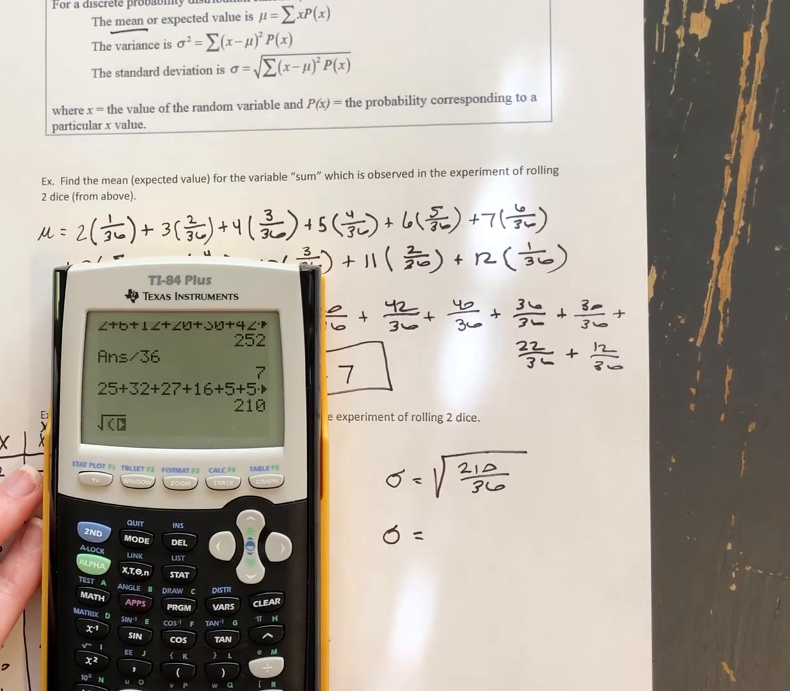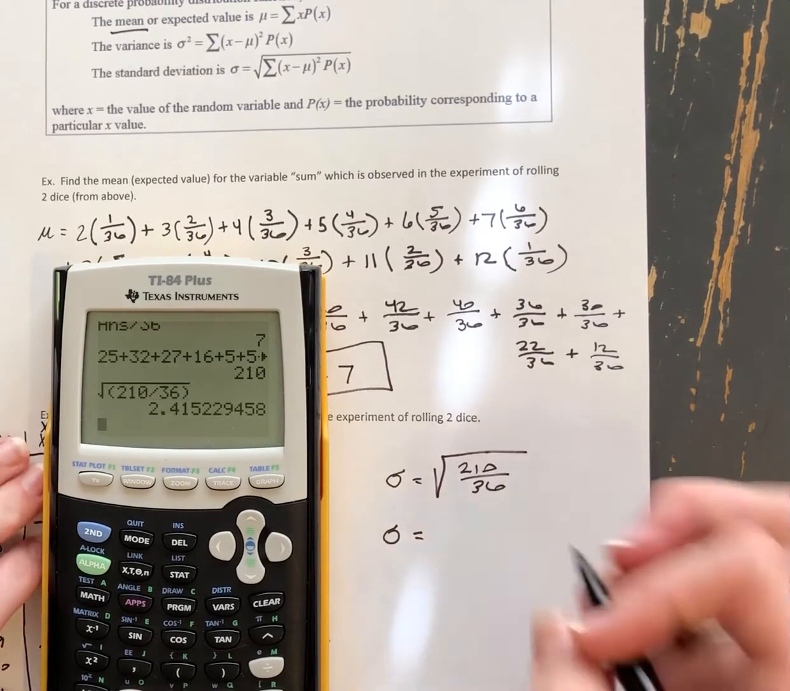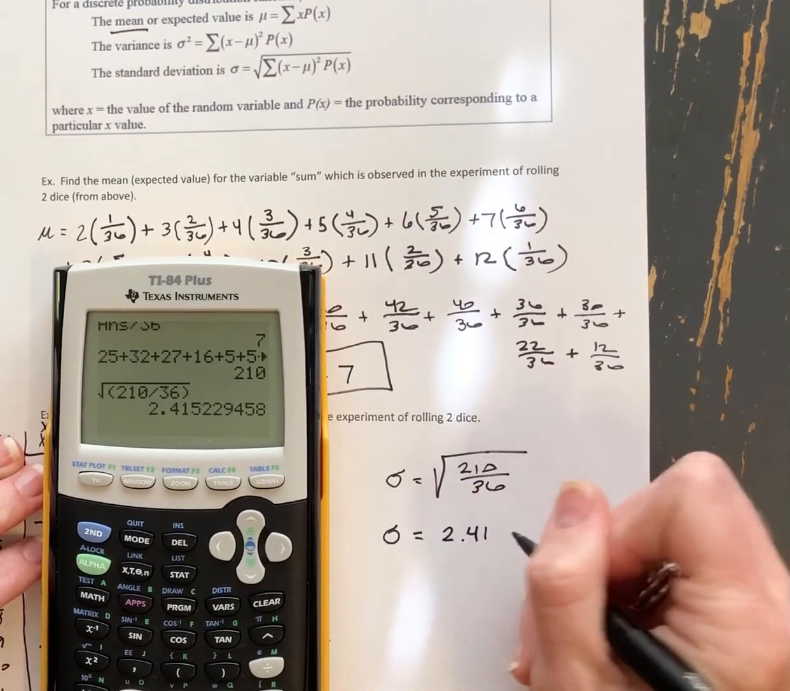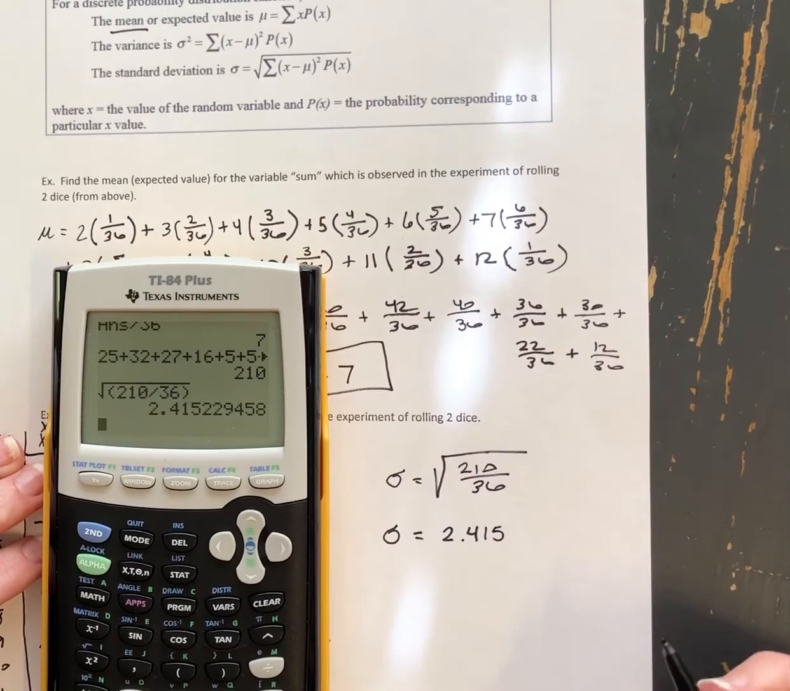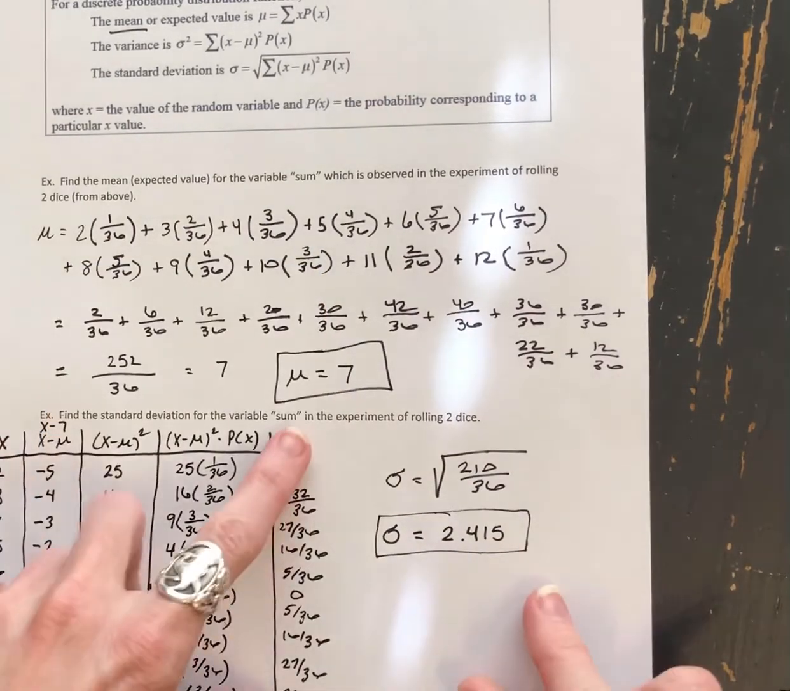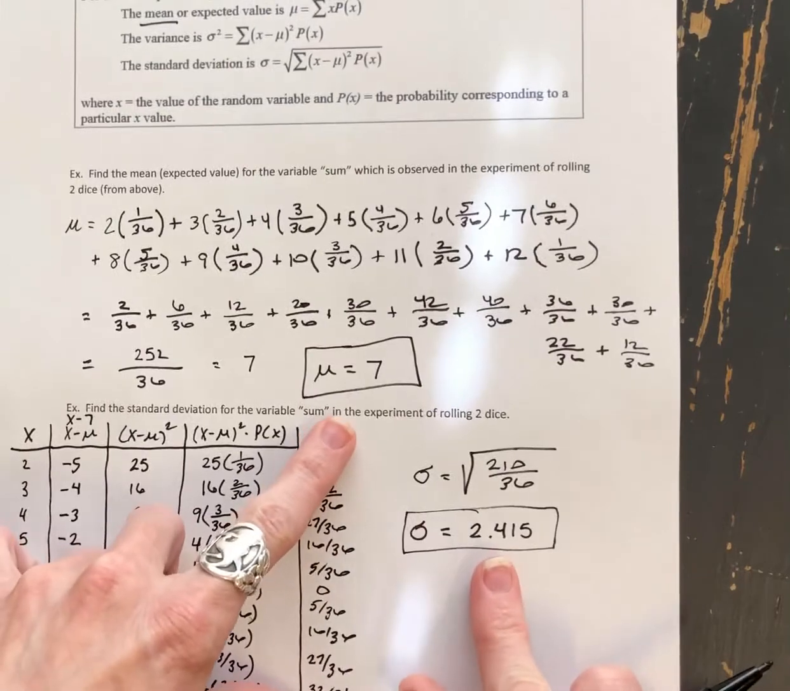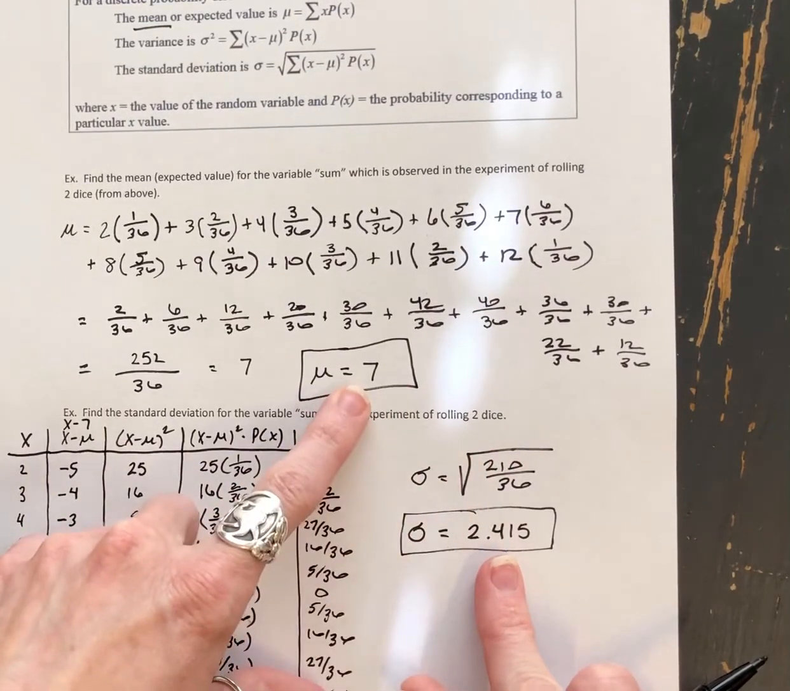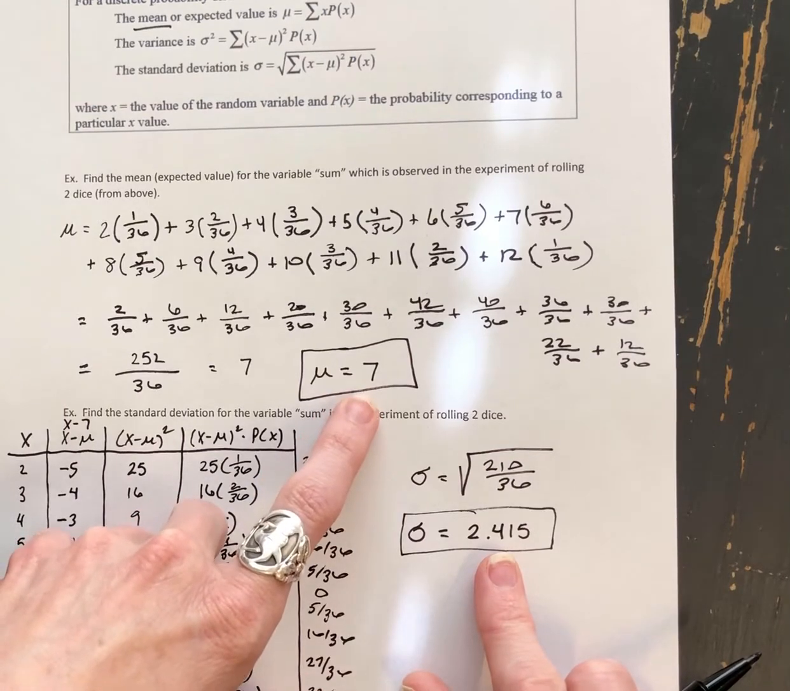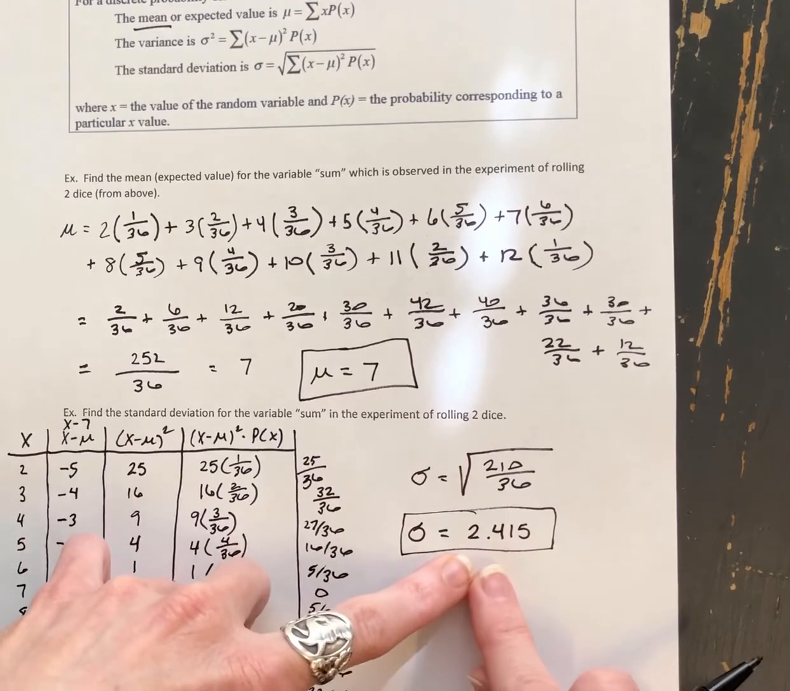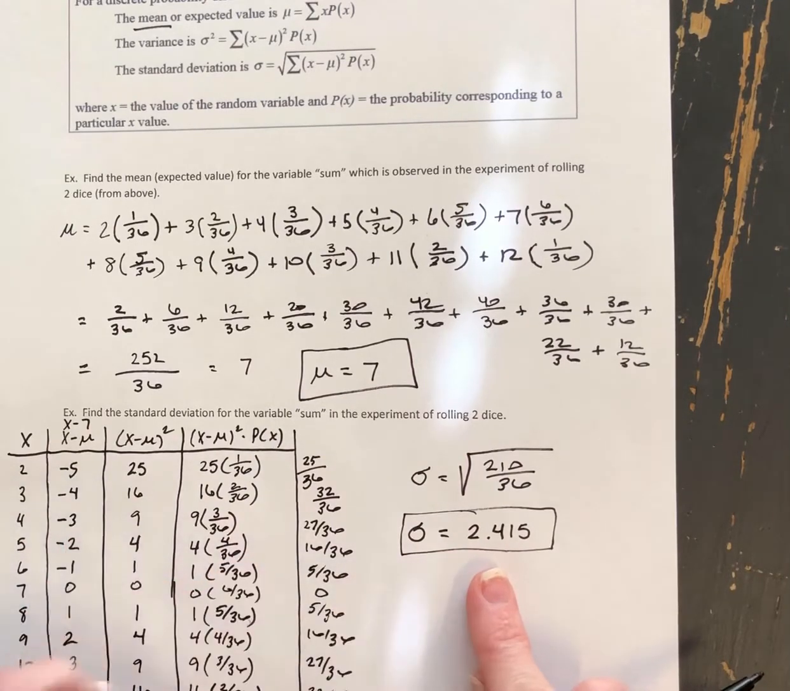So the square root of 210 over 36 gives us 2.415 if we round to 3 decimal places. And so what we're saying here is that this is the average distance of each of those possible sums from the mean of 7. So on average, we're going to roll a pair of dice and get a sum of 7 with a standard deviation of 2.415.